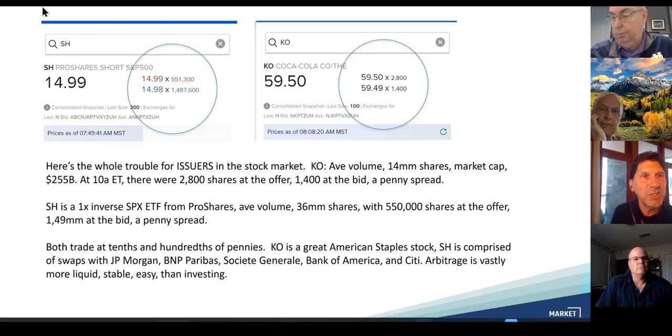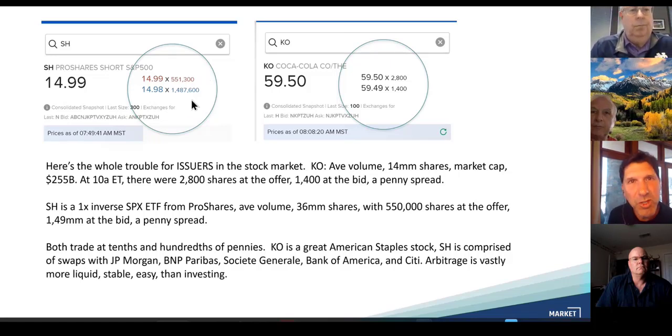Then you come over to SH. SH has a 1 penny spread, but look at the shares at the bid and the offer. I mean, you add those up, it's 2 million shares at the bid and the ask. Well, which thing are you going to trade? Large institutions will trade this to make 3 pennies, because if you buy 1 million shares, it's 3 million pennies. And so if the market goes down a little bit, well, I just made 3 million pennies. And then I'm long SPY.